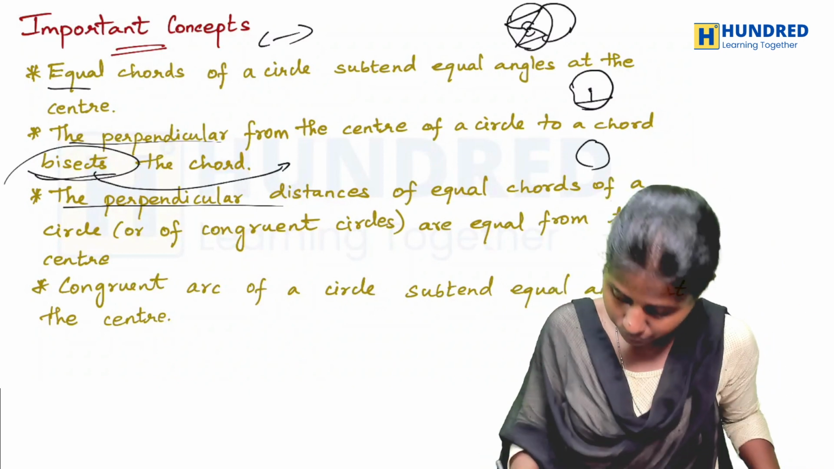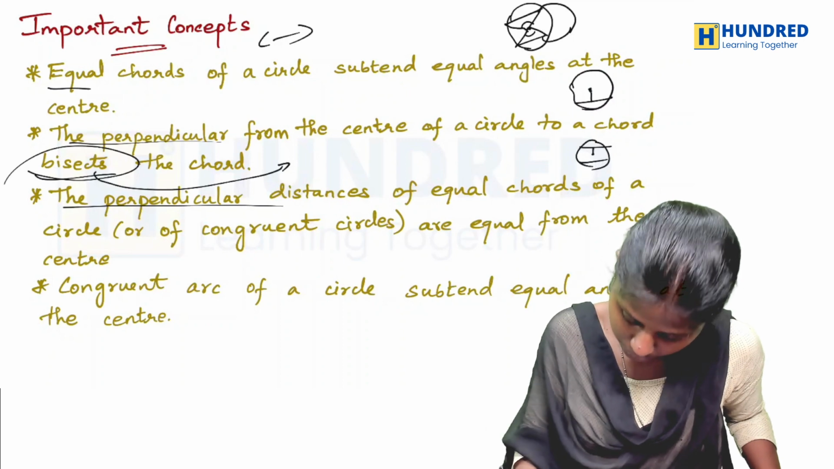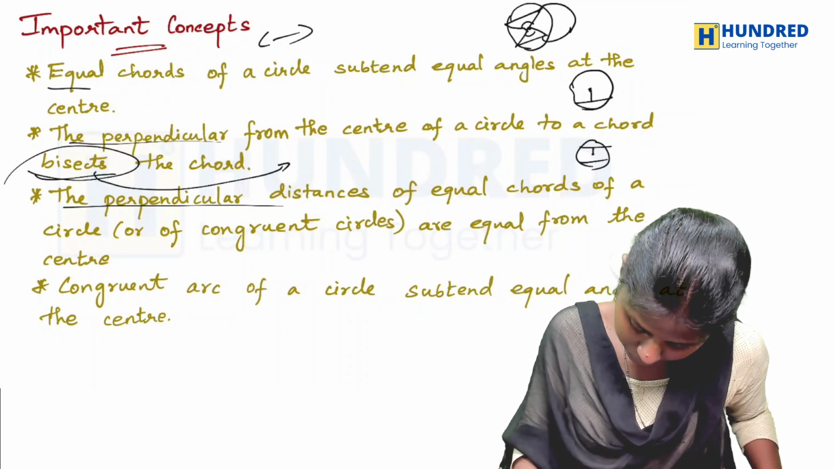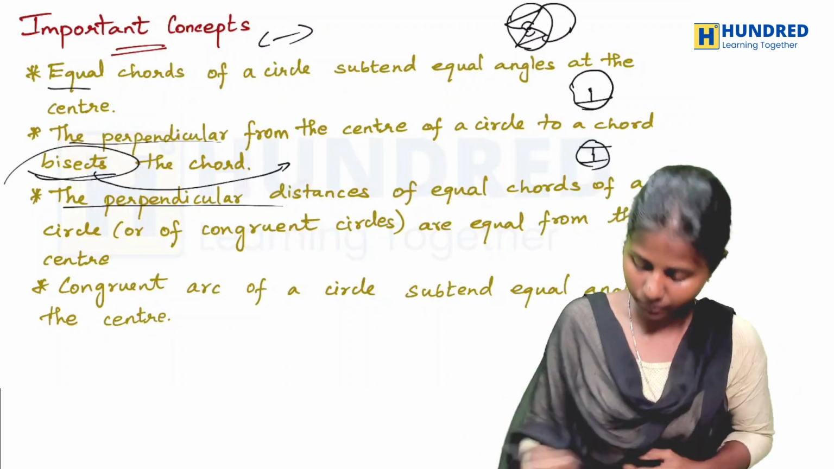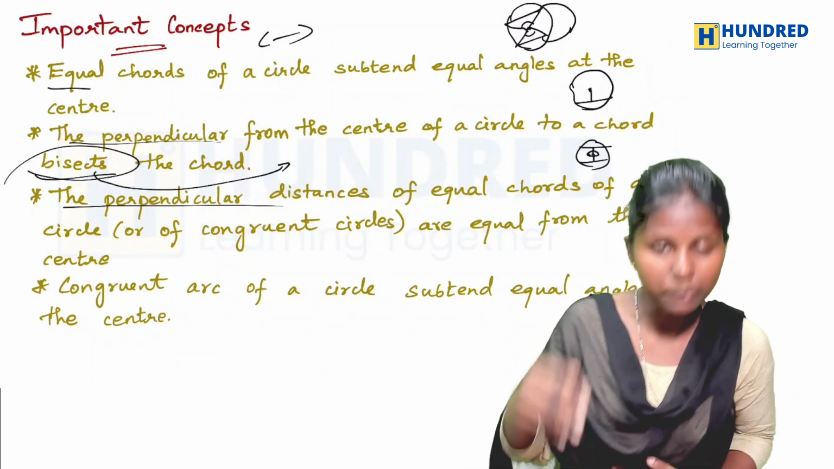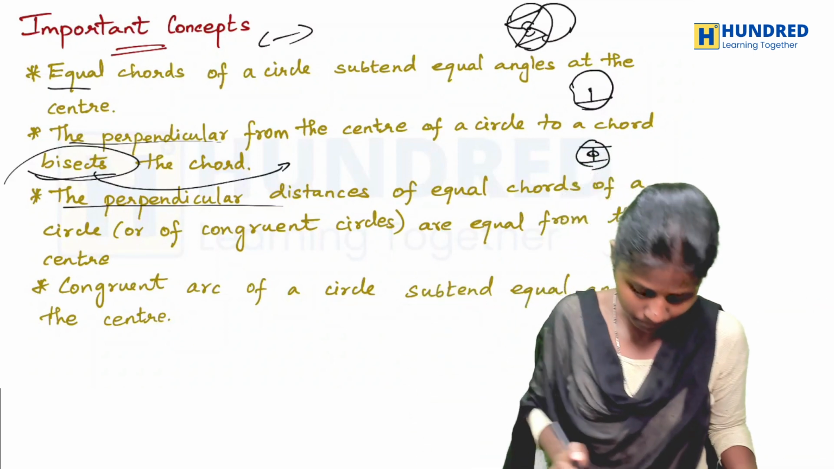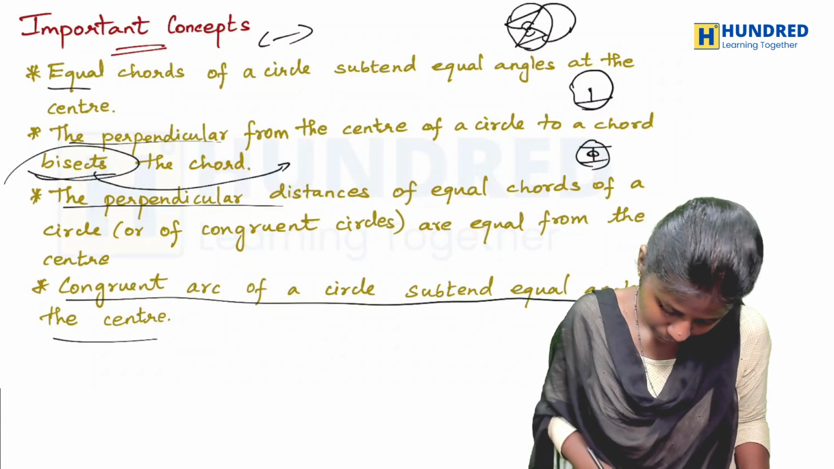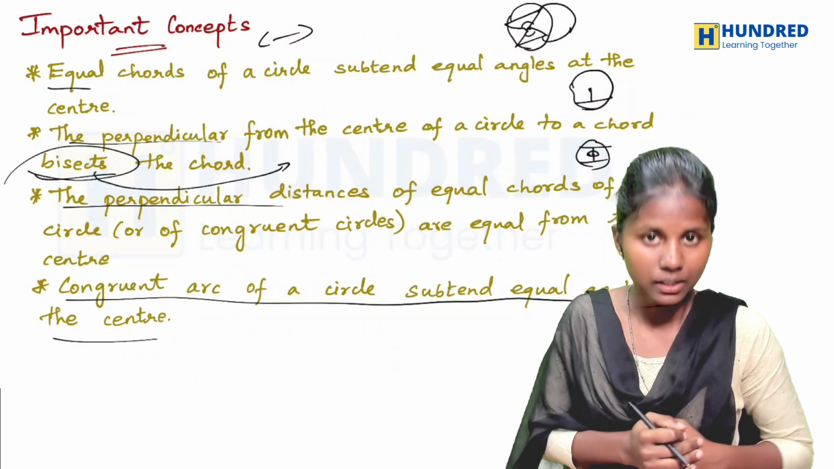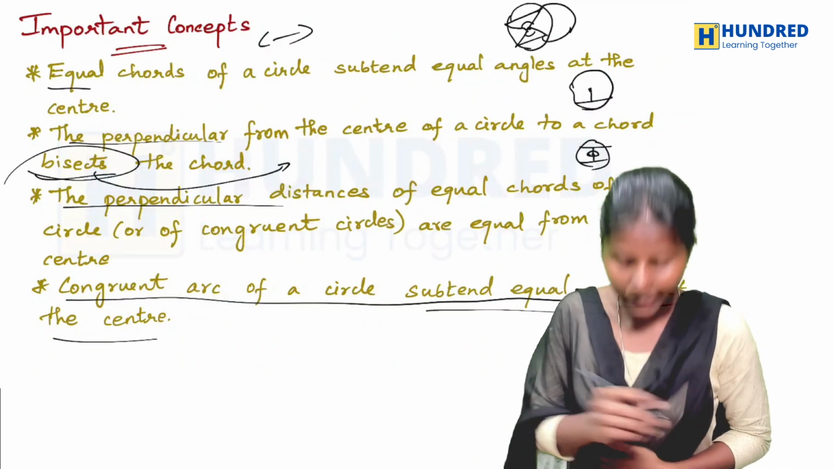In a circle, when two chords are equidistant from the center, meaning their distances from the center are equal, then the chords will be equal. When the distances of the chords are equal, then the chords are equal. What is a congruent arc? A congruent arc means an arc of the same size, subtending equal angles.